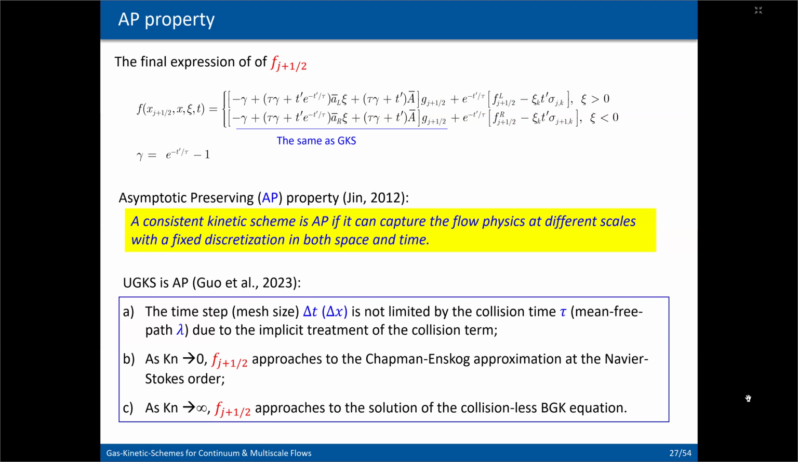And actually, this property has a clear definition. First, the time step shouldn't be limited by the kinetic relaxation time, and the mesh size doesn't need to be limited by the mean free path. And as the Knudsen number approaches zero, that's in the continuum flow, we can show that the distribution function approaches the Chapman-Enskog expansion at the Navier-Stokes level. And in another limit, the free molecular limit, the reconstructed distribution function approaches the collisionless Boltzmann equation. So actually, this reconstructed distribution function has the multiscale nature.